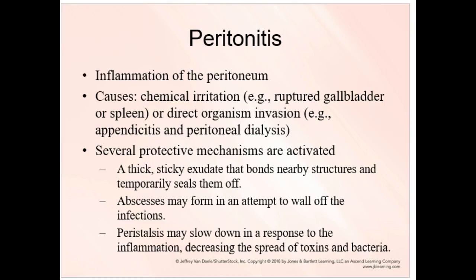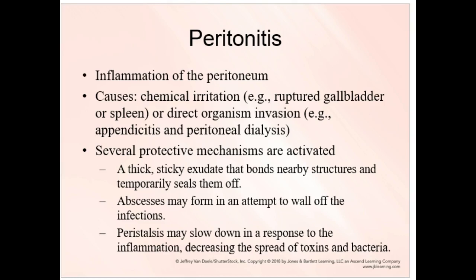Peritonitis is inflammation of the peritoneum, which is all those abdominal organs that I spoke about before that are in those serous membranes. This can be a chemical irritation such as a ruptured gallbladder, ruptured appendicitis or spleen, or you could have some sort of organism invasion, such as from appendicitis.